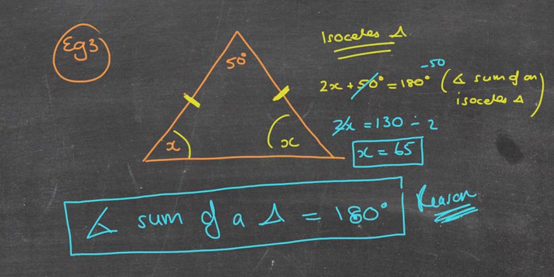Okay? Gone are the days where you can just say that X equals this. You need to say why it equals 180. It's because the angle sum of a triangle is 180 degrees.